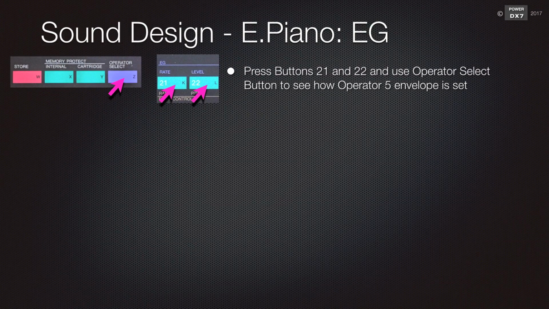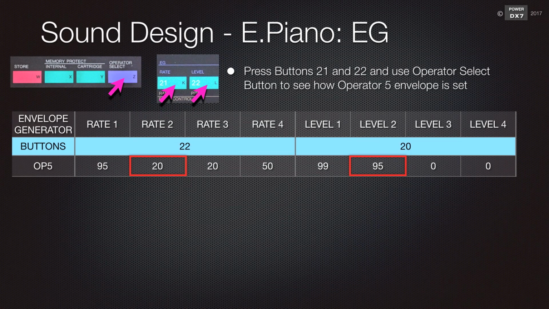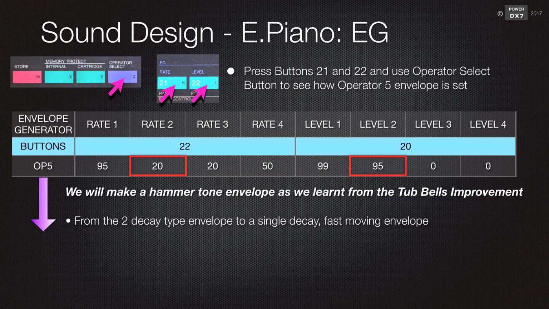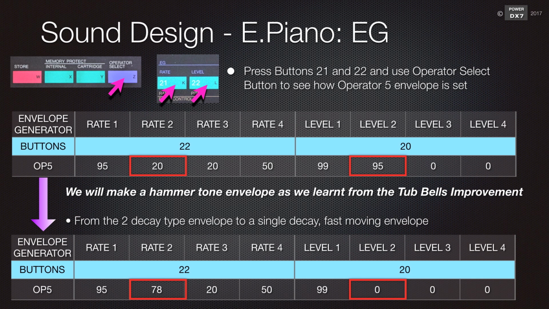Press buttons 21 to 22 and use the operator select button to see how operator 5 envelope is set. At the moment, it has a 2 decay type envelope as it has both level 1 and level 2. We will change this envelope to a single decay type by having only level 1. Level 2 will be set at 0. Also, we need to change R2 from 20 to 78. Note that we don't change rate 3 as we don't have level 2 anymore, so rate 3 becomes redundant.